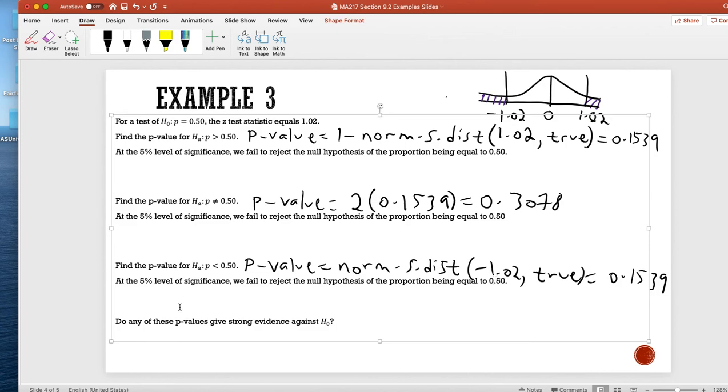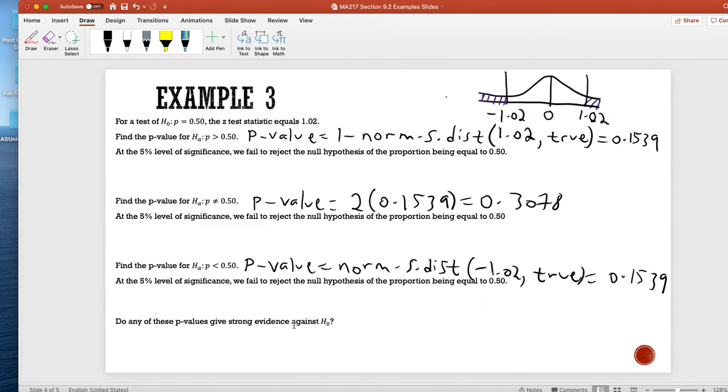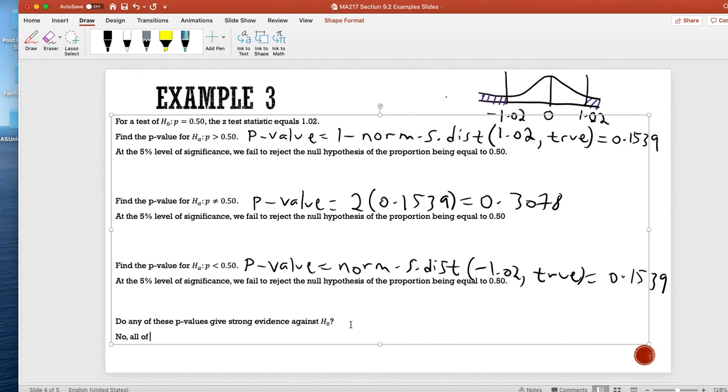And then finally, do any of these p-values give strong evidence against the null hypothesis? None of them did. So no. All of the p-values are greater than the level of significance.